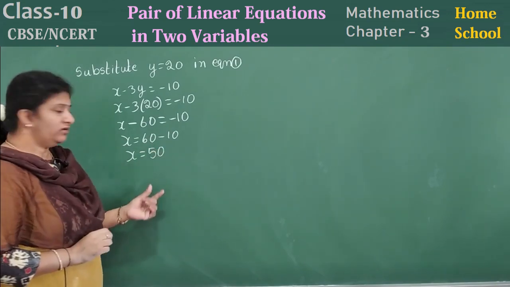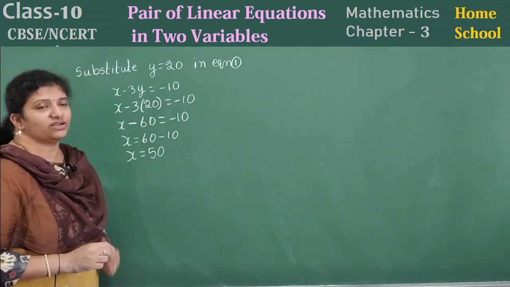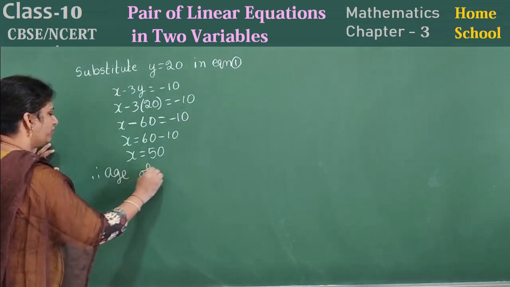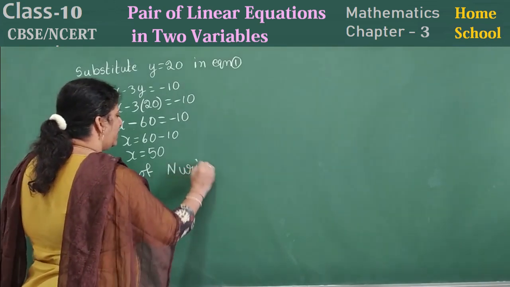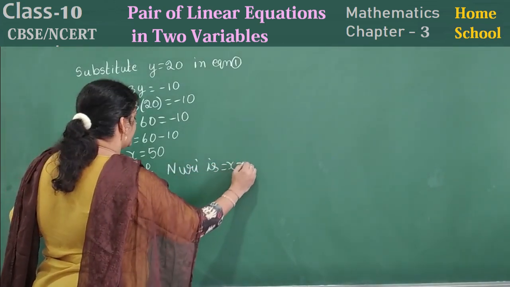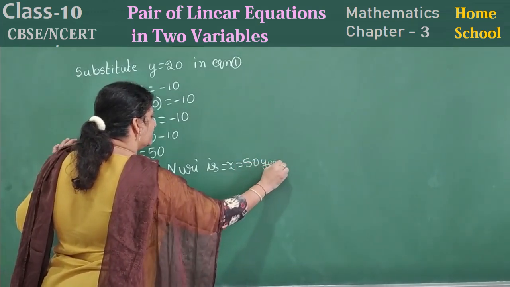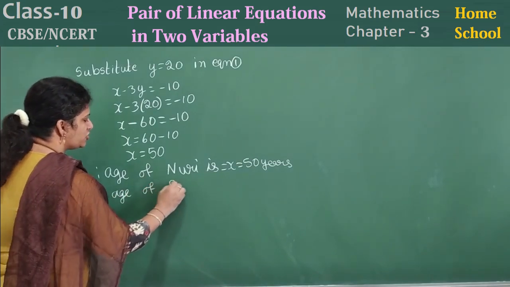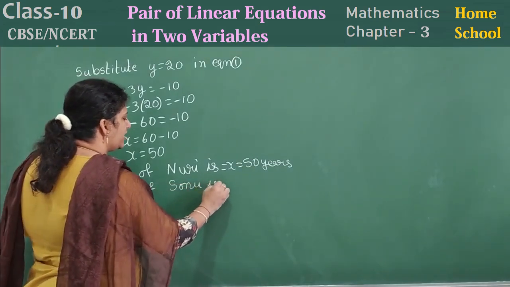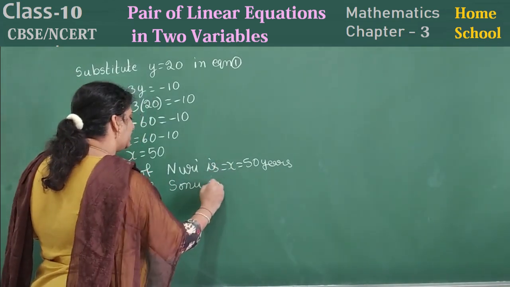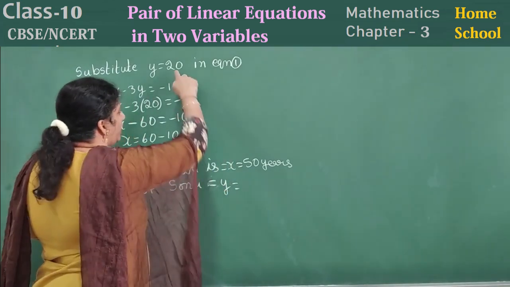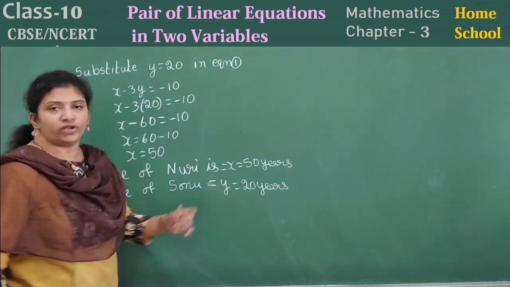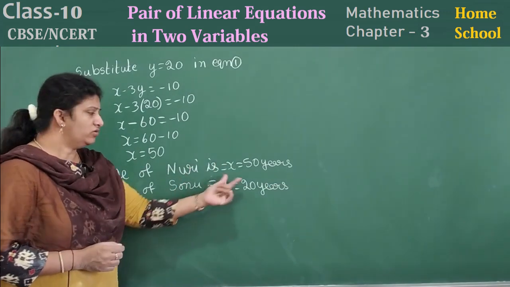What did we get here? x value is 50 and y value is 20. Therefore, age of Nuri is equal to x, that is equal to 50 years, and the age of Sonu is equal to, or you can write directly y, that is equal to y how much? 20 years. What is the age of Nuri? 50 years. Age of Sonu, 20 years.